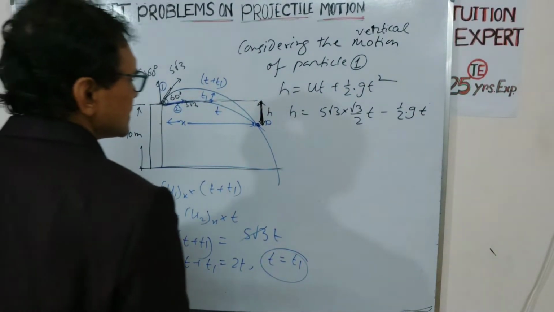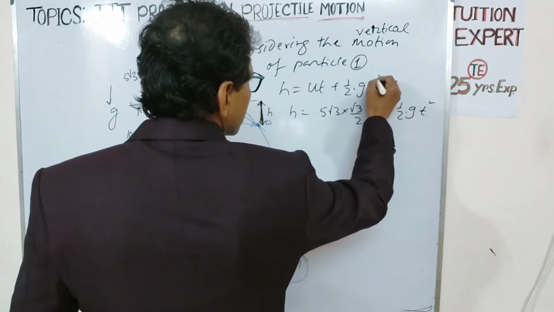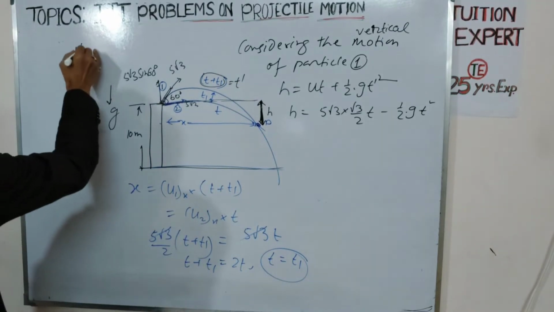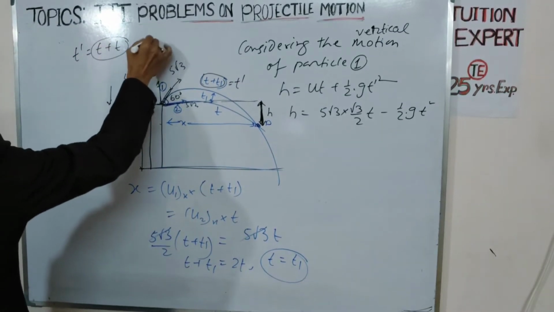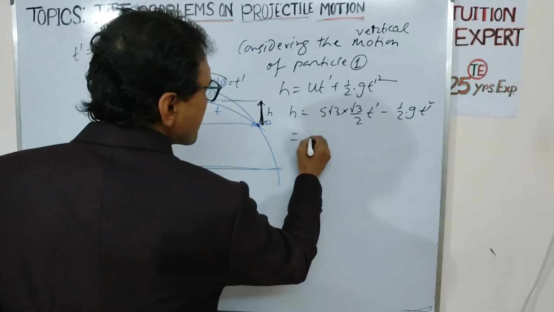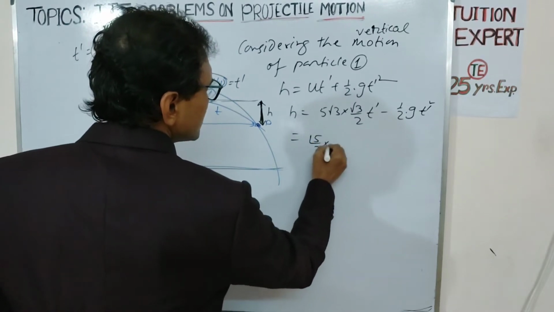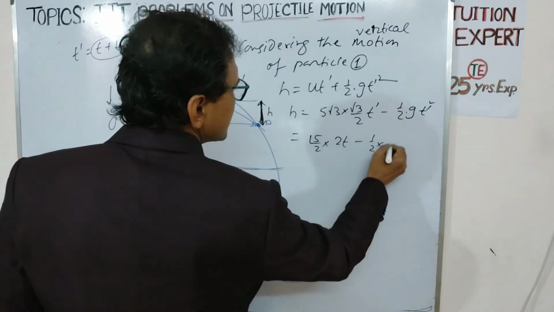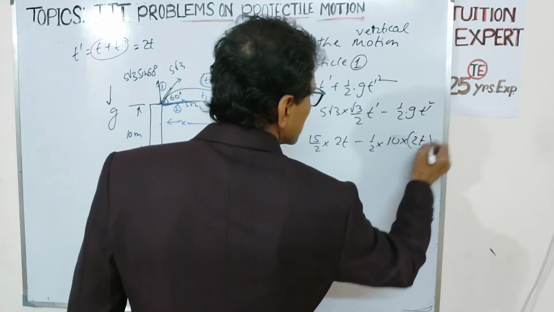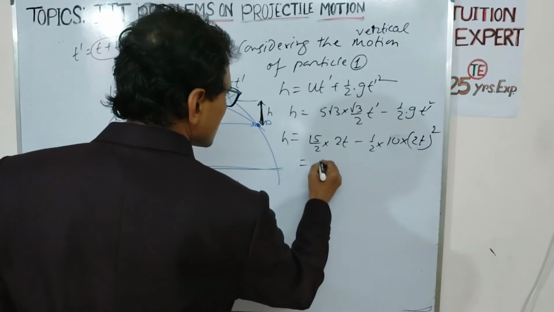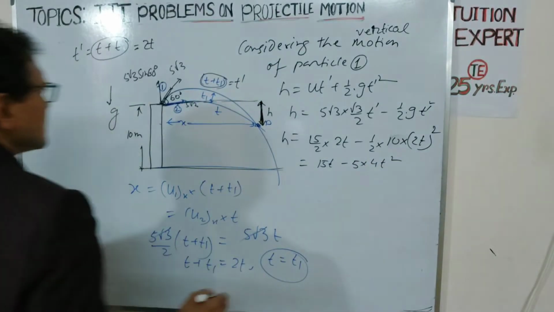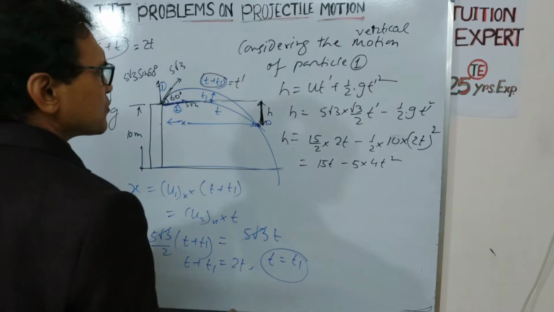Now here the time taken is t dash, so t dash should be t plus t, that is 2t. So we put here t dash equal to 2t. So h equals 15 by 2 into 2t minus half g, 10, into t dash square. This is h. Now consider the vertical motion of particle 2.